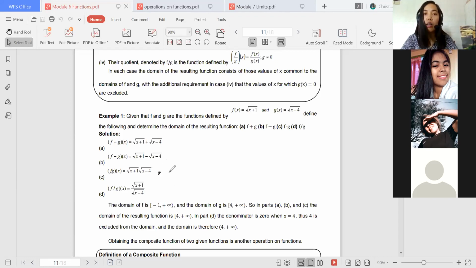So pwede nyo din, this is also the same with x plus 1 multiplied by x minus 4. So you can multiply the two factors, so which is when we multiply x plus 1 multiplied by x minus 4, the answer is x squared minus 3x minus 4. That's it.